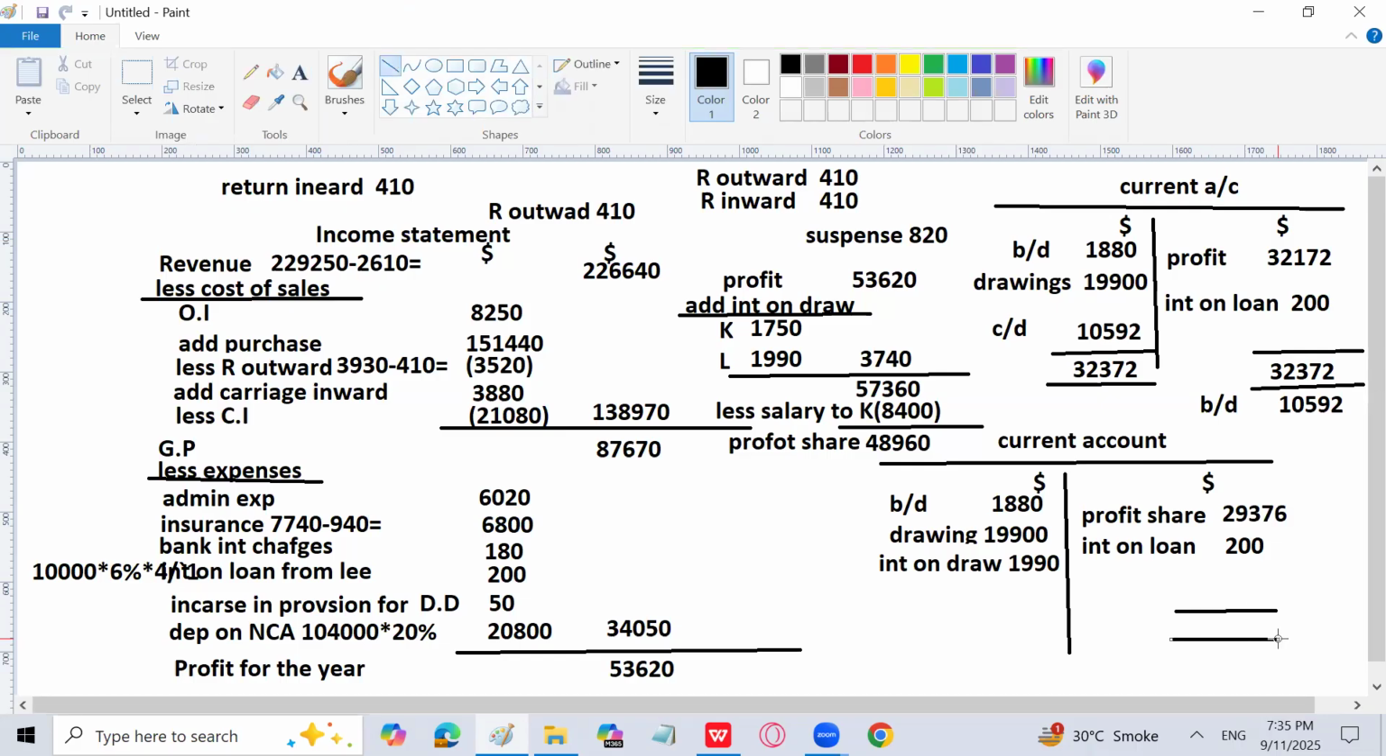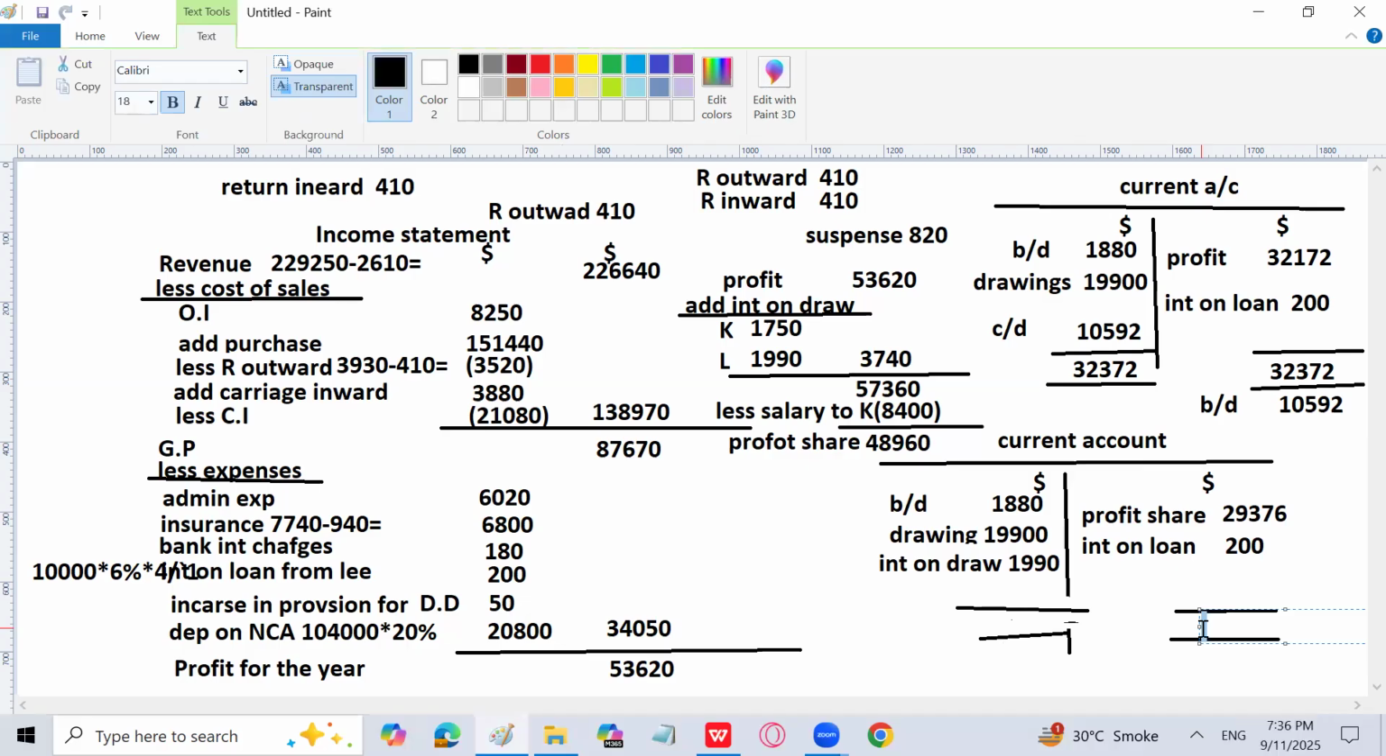Now we'll go for the total of the credit side, and we will get the carried down balance of the current account, which is required in the question. The total of the credit side is heavier. I will write the total on the credit side, which is 29576. I will write here also 29576. What is the carried down? It is supposed to be written on the brought down also, 29576.